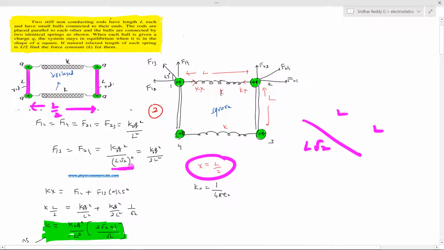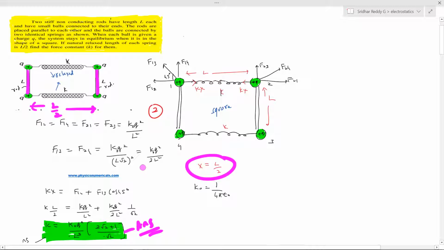So here we wrote L root 2, so the square of that will be 2L square. So these are the forces. Now, what does the spring force do? It should balance F12 plus F13 cos 45. So what is F12? We'll substitute this value here. Then what is F13? K naught Q square by 2L square. Substituting this value and solving for K, we'll get the required answer.